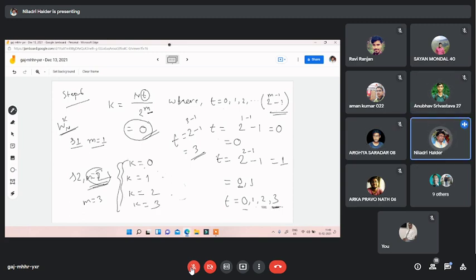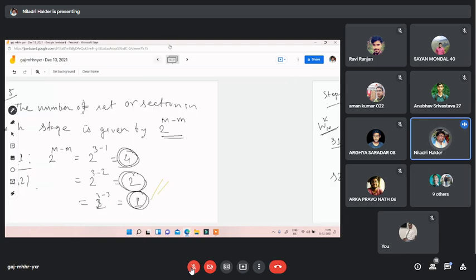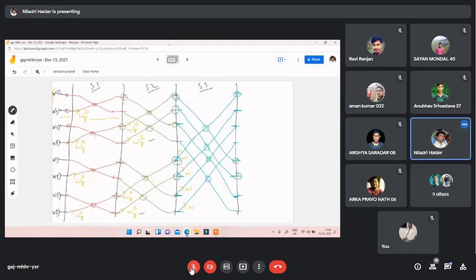So 4 butterflies will have 4 k values as 0, 1, 2, 3. For each set, it will start from 0 and end at 3. Again, for the next set, it will start from 0 and end at 3. But at stage 3, you have only one set. So it will start from 0 and end at 3. And each will have capital N value 8. So in that way, you have to mention all the twiddle factor values. Clear?